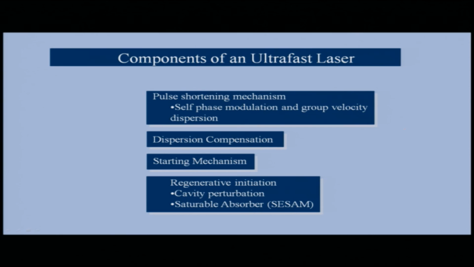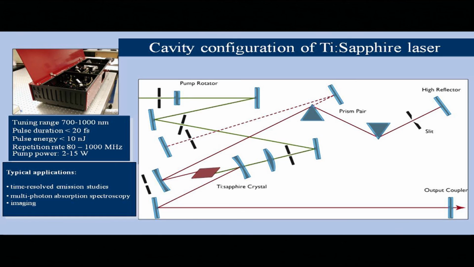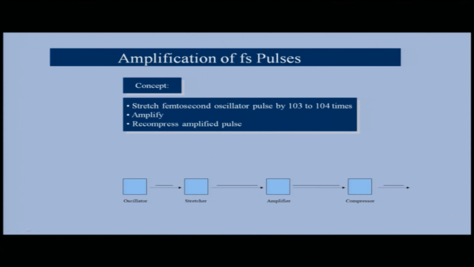So, these are the components of the ultrafast system: the shortening mechanism, dispersion compensation, and the starting process that we mentioned. It can also have many other processes like saturable absorber and cavity perturbation and all that. In a Ti-sapphire laser, which is the most important one today, there is a typical cavity as shown here, inside an oscillator, where the dispersion is compensated with the help of a prism pair, and it is applied for many different cases. The output coupler lets the laser out.